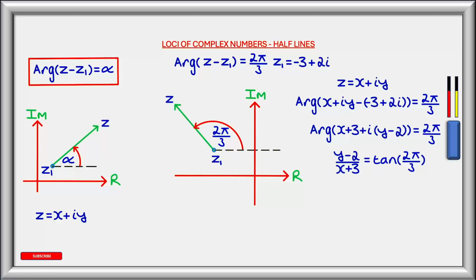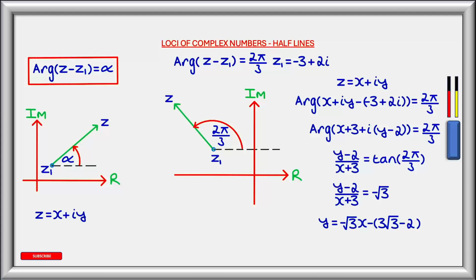And using the definition of the argument in terms of the tangent function, where we have the difference in the y coordinates divided by the difference in the x coordinates, we have y minus 2 divided by x plus 3 is equal to the tan of 2 pi by 3 radians. And the tan of 2 pi by 3 radians is minus the square root of 3. So we have y minus 2 divided by x plus 3 is equal to minus the square root of 3.